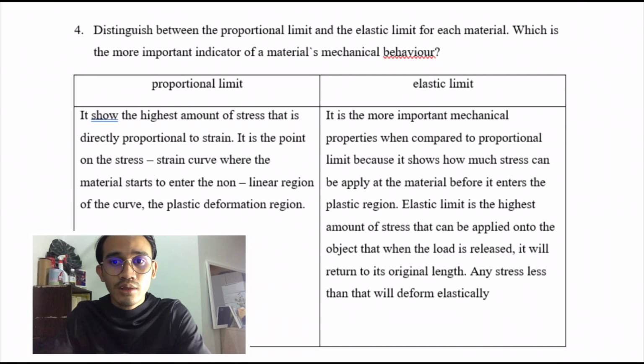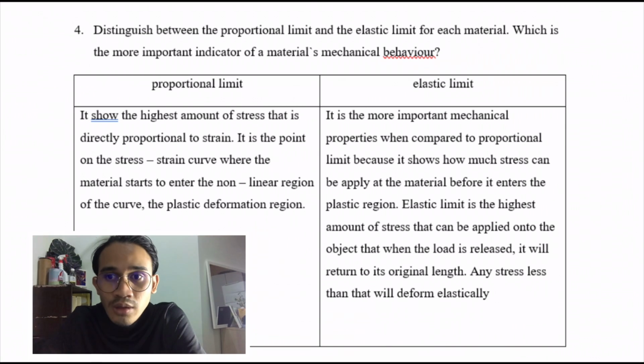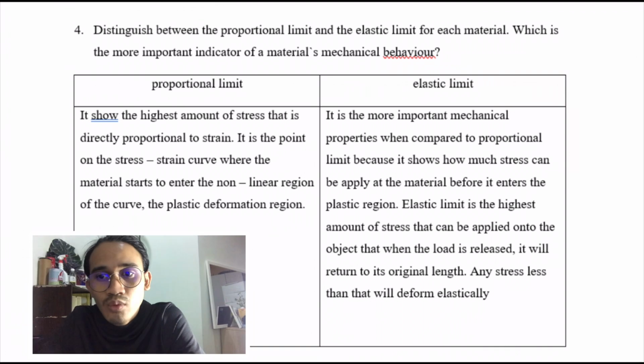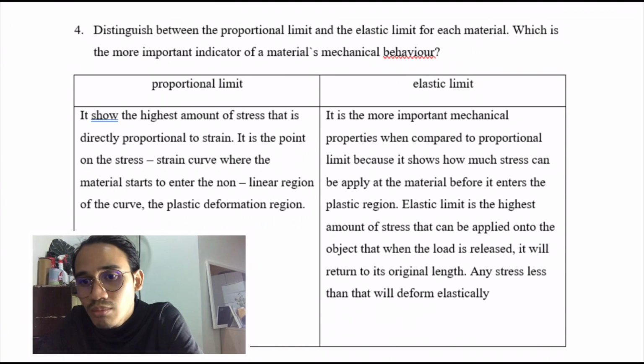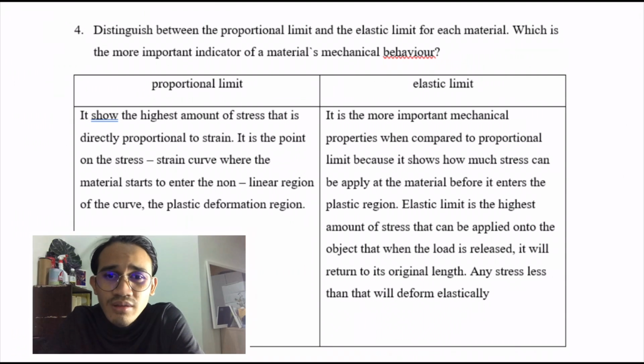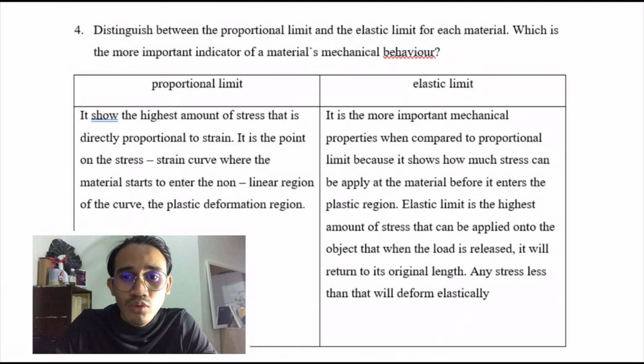The more important indicator of a material's mechanical behavior is the elastic limit. It is the more important mechanical property when compared to the proportional limit because it shows how much stress can be applied to the material before it enters the plastic region. The proportional limit shows the highest amount of stress that is directly proportional to the strain. It is the point on the stress-strain curve where the material starts to enter the non-linear region of the curve, which is the plastic deformation region.